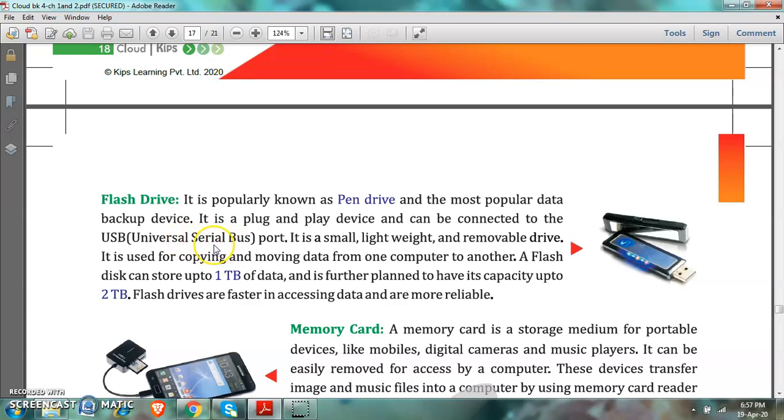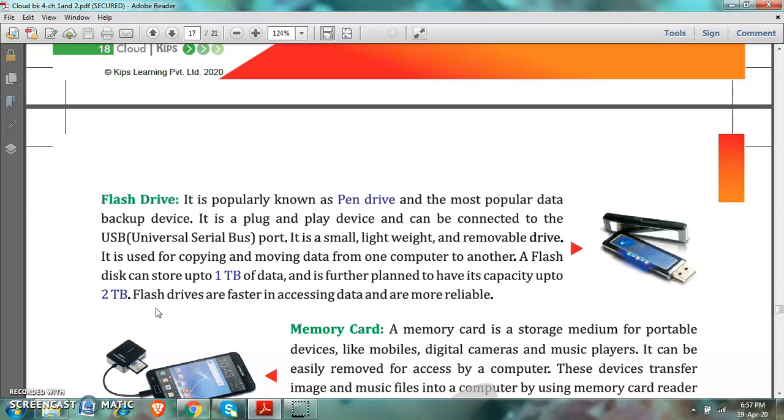This is the place where the pen drive is inserted. It is a small, lightweight, removable drive. It is used for copying and moving data from one computer to another. A flash drive, flash disk, can store up to 1 terabyte of data, and it is further planned to have its capacity up to 2 terabyte.